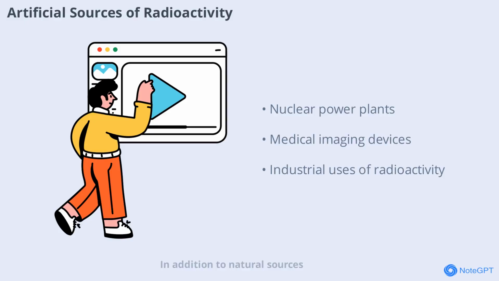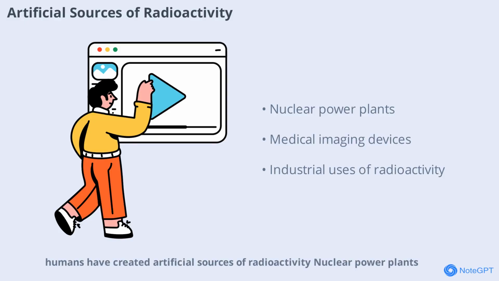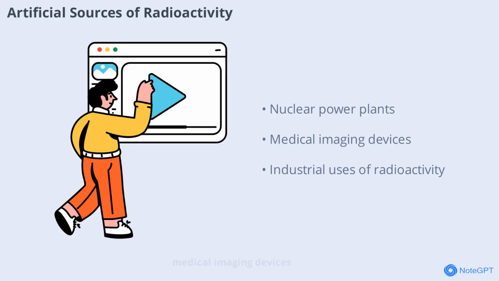In addition to natural sources, humans have created artificial sources of radioactivity. Nuclear power plants, medical imaging devices, and industrial equipment all use radioactive materials for various purposes. While these technologies bring many benefits, they also require careful handling and regulation to prevent accidents and limit exposure. The balance between the advantages and risks of artificial radioactivity is an important topic in science and public policy.